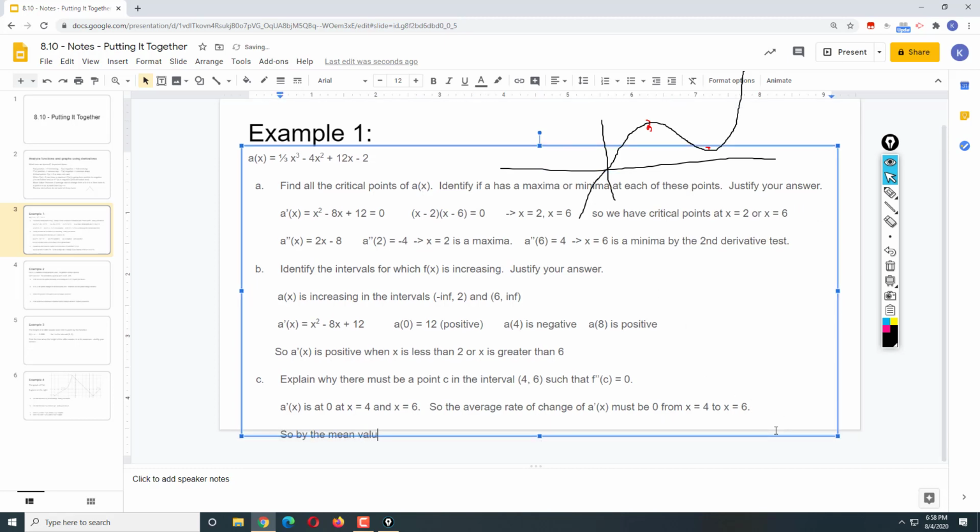So by the mean value theorem, there must be a point C in the interval for 6 such that the slope must be equal. In this case, we're talking about the slope of the first derivative must be equal to the average rate of change, which is 0. Okay, and that point is C.